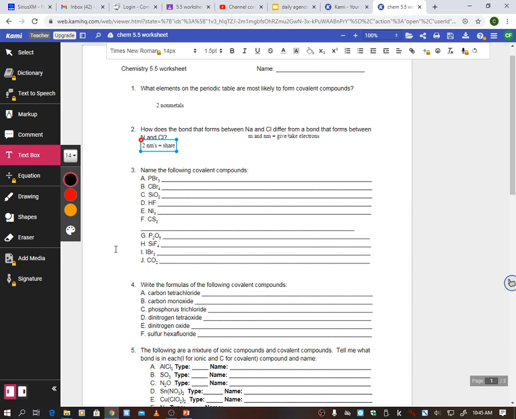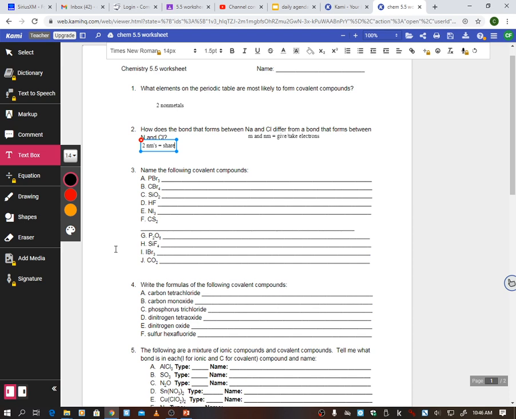D is hydrogen fluoride, or you can say hydrogen monofluoride. However you want to say it, that's fine. If you take chemistry 2, we'll learn that that's actually an acid, and we'll learn a different way to name it anyway, so I will probably just write hydrogen fluoride. On E, we have nitrogen triiodide, since there are 3 iodines. For F, it is carbon disulfide.